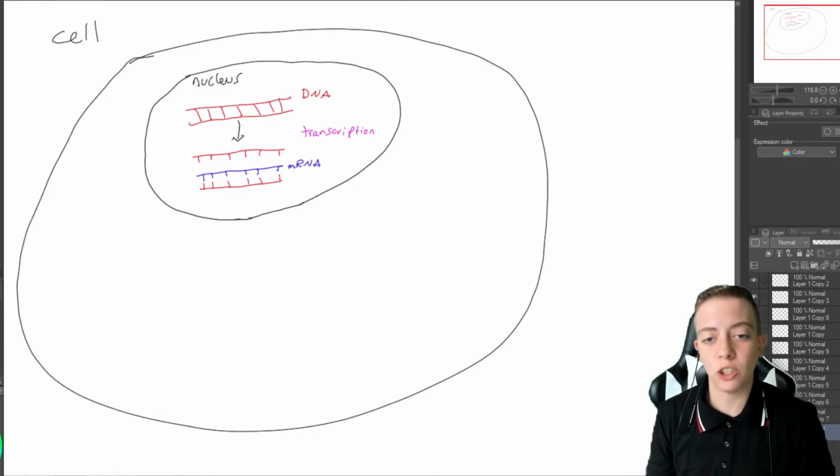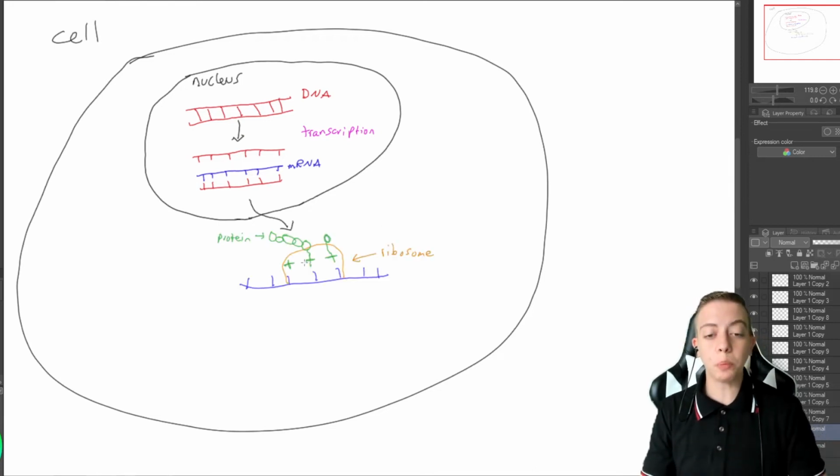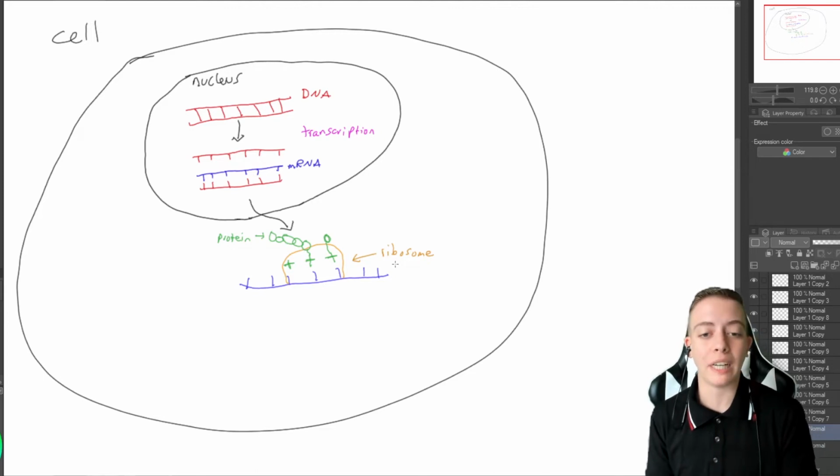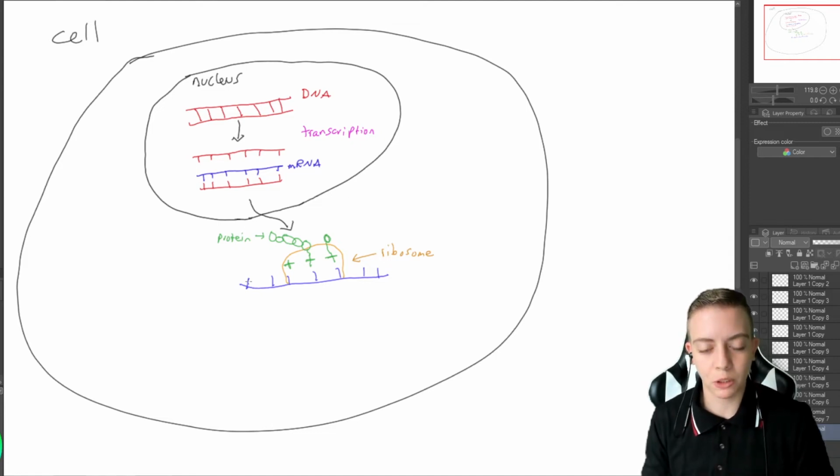And then once we have our messenger RNA, it needs to leave the nucleus, and it's going to bind to something called a ribosome. And a ribosome is a funny little organelle, and its job is to make proteins. So this ribosome is going to latch onto the mRNA, it's going to read it, and as it reads the mRNA, we're going to have tRNAs, these little green T's here, which carry pieces of protein or amino acids, and it's going to bring them together to form this long strand of protein, and we're going to build our protein.